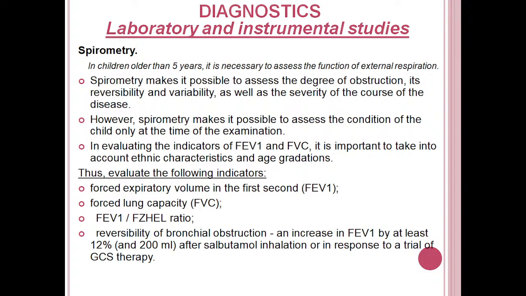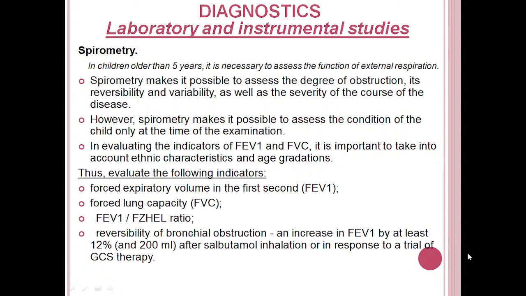Laboratory and instrumental studies. Spirometry. In children older than 5 years, it is necessary to assess the function of external respiration. Spirometry makes it possible to assess the degree of obstruction, its reversibility and variability, as well as the severity of the course of the disease. However, spirometry makes it possible to assess the condition of the child only at the time of examination.